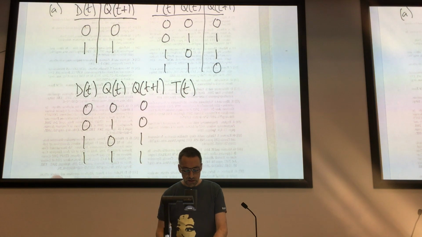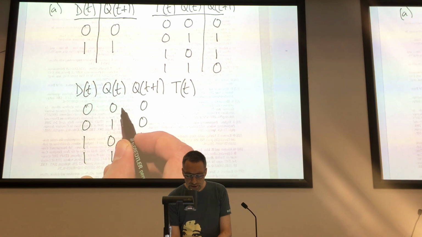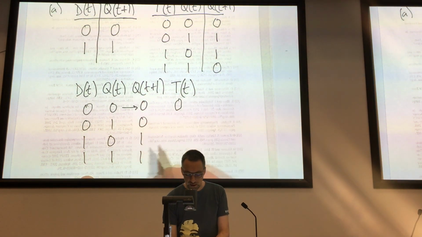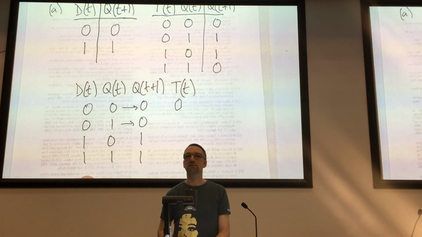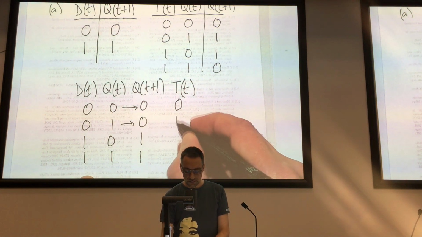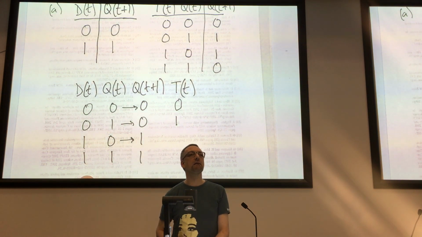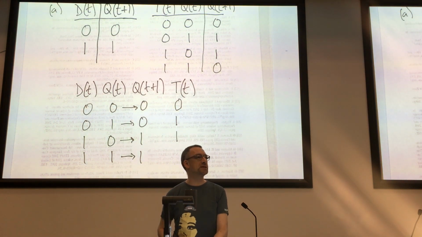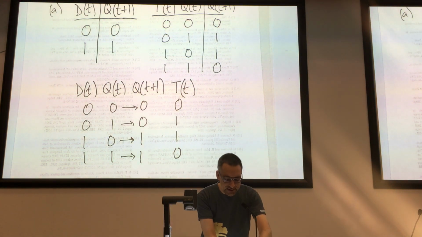Okay? So if we want this T flip-flop to go from 0 to 0, what signal do we need to send in on T? 0. We're not toggling. If we want it to go from 1 to 0, what should we send in? 1. If we want it to go from 0 to 1, what should we send in? 1. And if we want it to go from 1 to 1, what should we send in? 0.